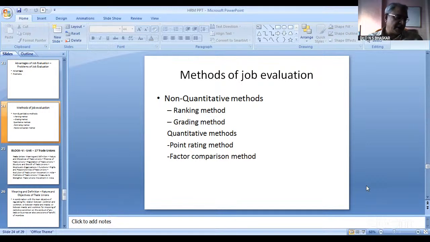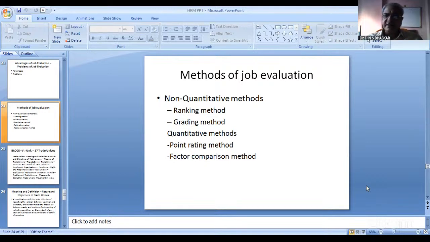So in this very step one of this method, first an evaluation committee is constituted with representatives of the workers, as well as the supervisors and the managers. Some people will be from the worker side, some people will be from the management side. Then, next, the evaluation committee selects the 25 key jobs in the organization and then sets standards.